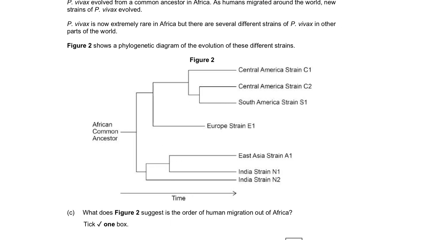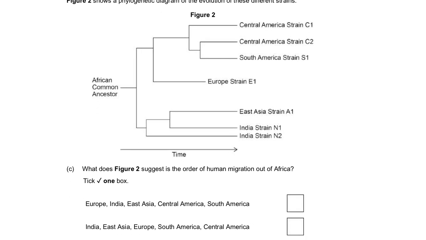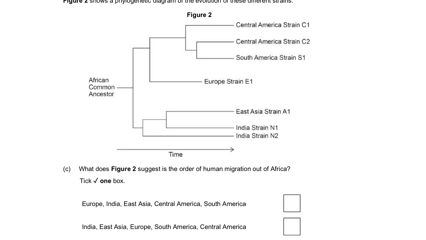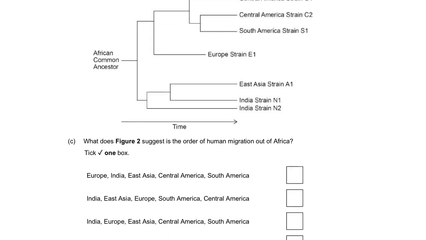So P. vivax evolved from a common ancestor in Africa. Common ancestor, we're looking at phylogeny or phylogenetics. As humans migrated around the world, new strains of P. vivax evolved. P. vivax is now extremely rare in Africa, but there are several different strains of P. vivax in other parts of the world. Figure 2 shows a phylogenetic diagram of the evolution of these different strains.